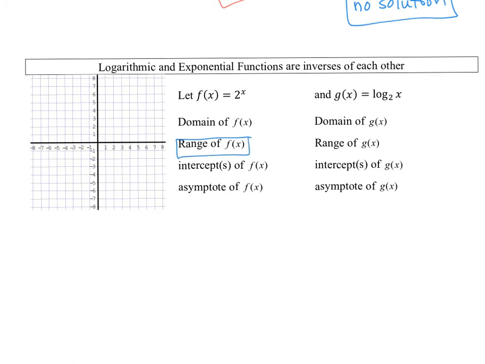Okay, let's see. I could graph 0, 1, 1, 2. If I wanted one more, I could do maybe 2, 4. I can get a good graph this way. So this is my graph of f of x.